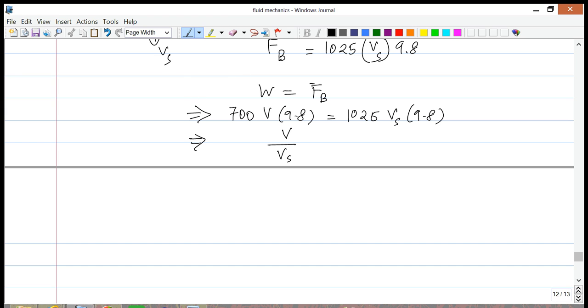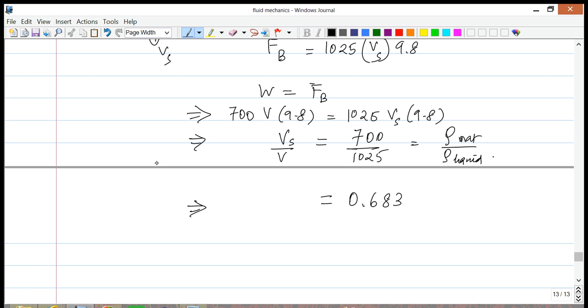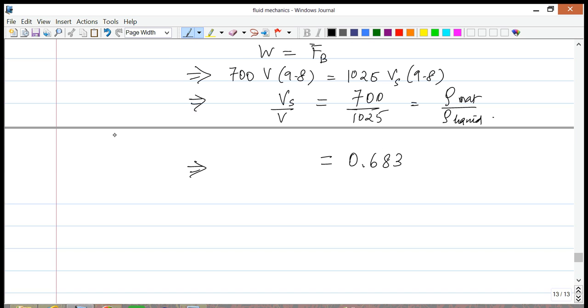What we need is V submerged over V. So V submerged over V is equal to 700 divided by 1025, which is the rho of the material divided by the rho of the liquid. This gives me the ratio that is submerged. In this case, it ends up being equal to 0.683. So the amount submerged is equal to 68.3%.